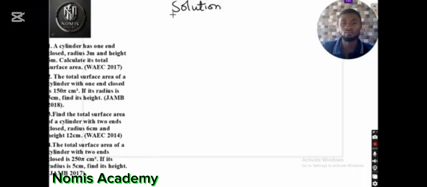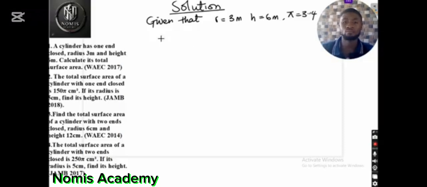Solution. Given that r is 3 meter, height 6 meter, and that is all we were given. Remember that pi is 3.14.